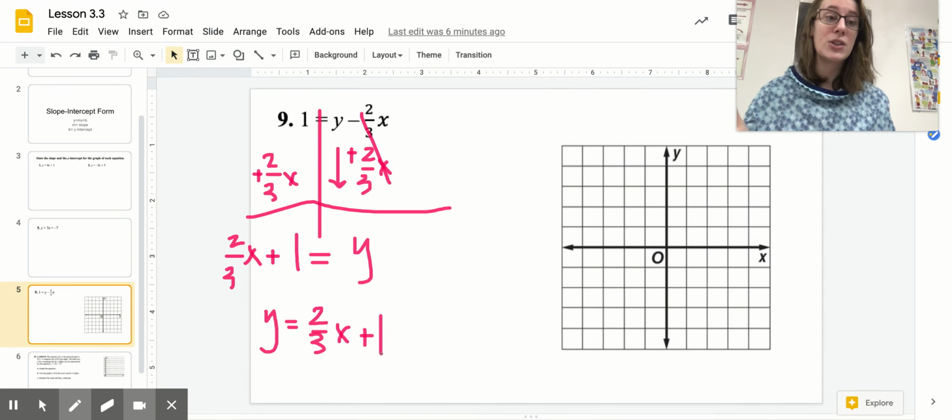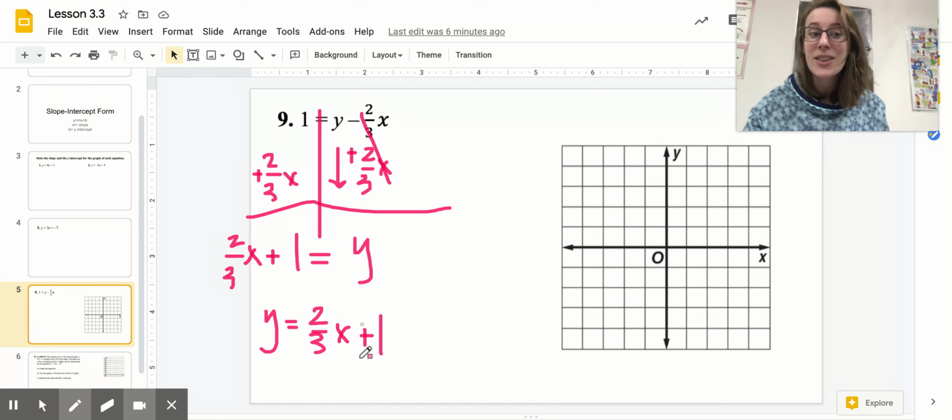The first thing we want to do is figure out what our intercept is. Our intercept in this case is the one that's not attached to x, and it's 1. That's going to be where we start on the graph. 1 on the y-axis is going to be your first point.